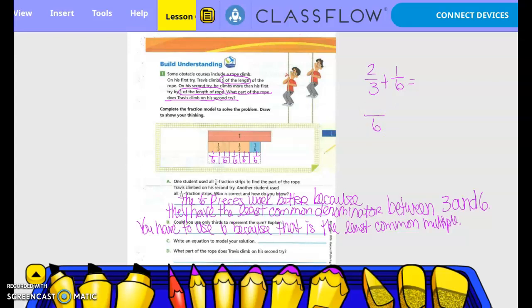So how did I get from 3 to 6? Times 2. So what I do on the bottom, I do on the top, and 2 times 2 is 4, right? So 4/6 plus 1/6 equals 5/6.